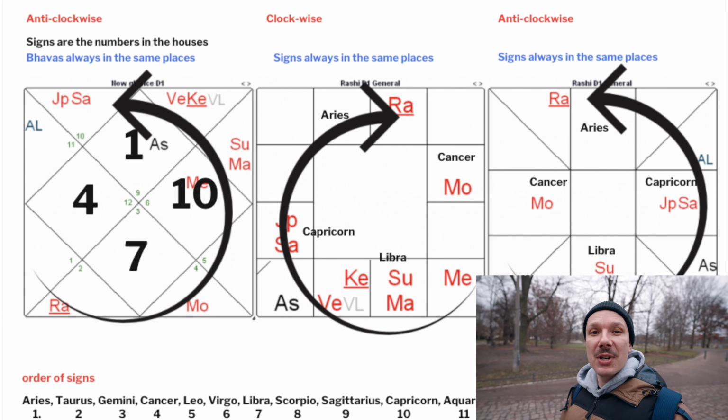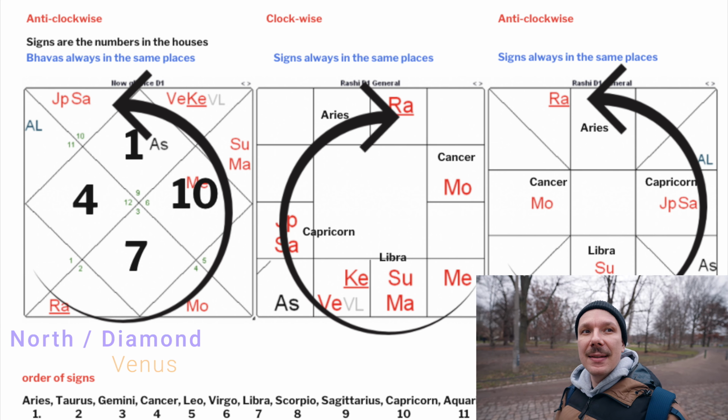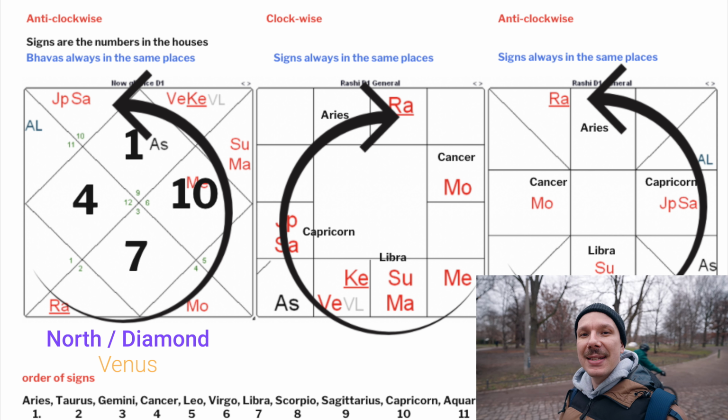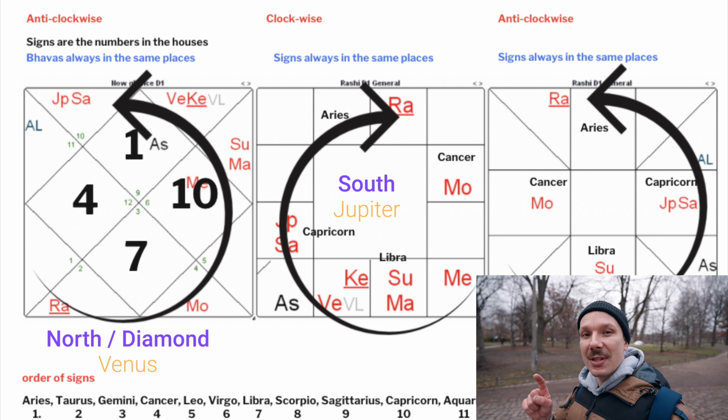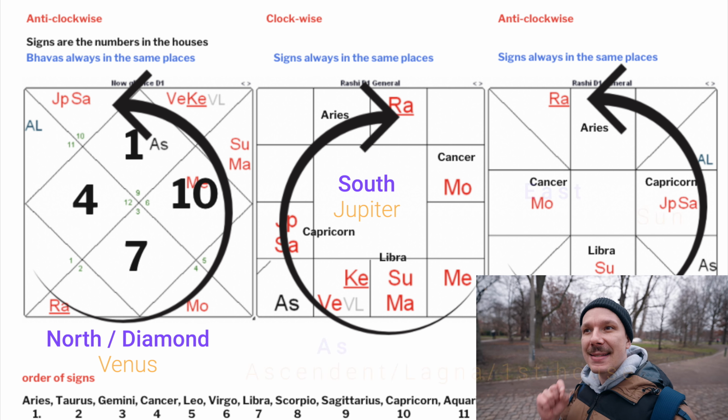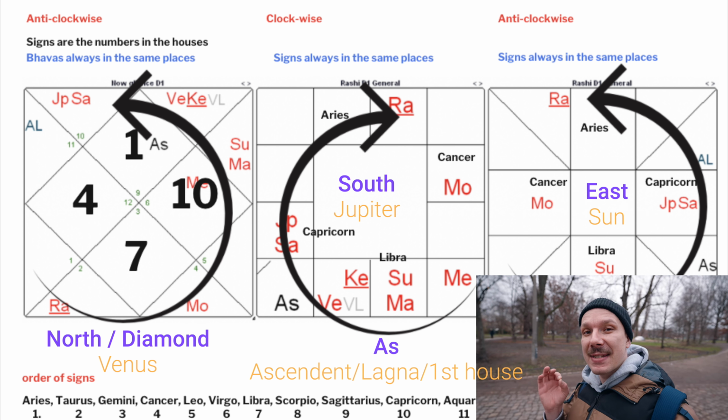Okay, so we have 3 types of charts. We have a north, south and the east. In the south and the east, the signs are in the same placement and the houses are changing. So we have to look where is the symbol AS. This is the ascendant, this will be the first house.